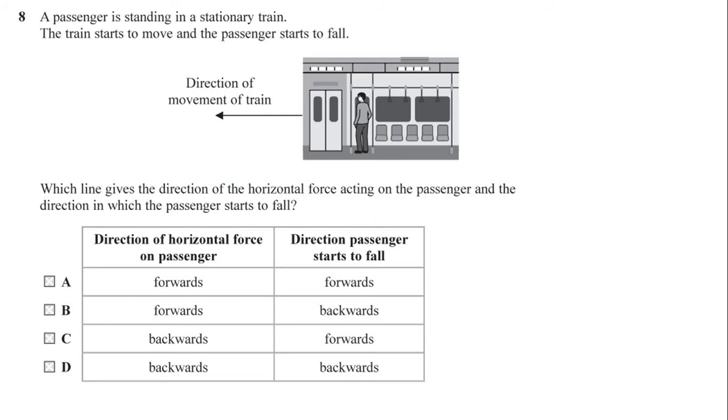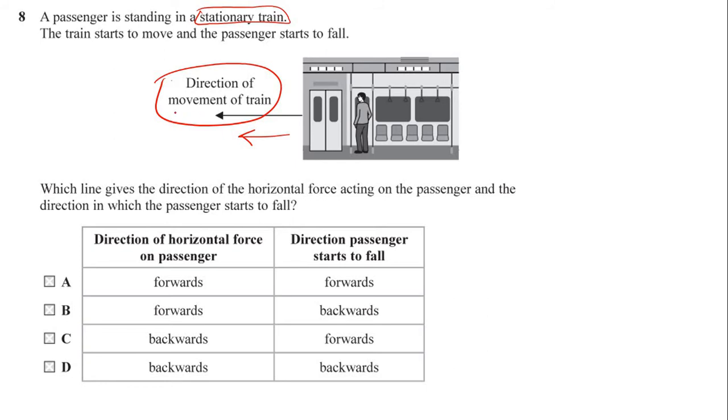Indeed, you know that according to Newton's first law, when an object is at rest, it remains at rest. So the force will act in the direction of the movement of the train, but due to Newton's first law, the passenger tries to remain at rest, as in a stationary train. That's why, by the law of inertia, the passenger is going to fall backward.